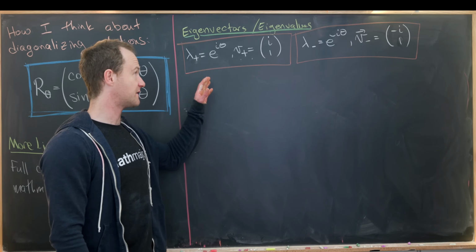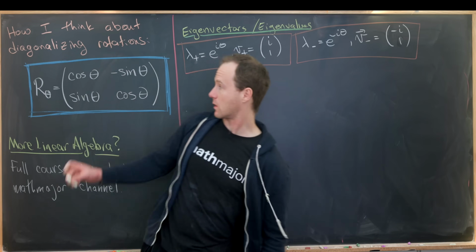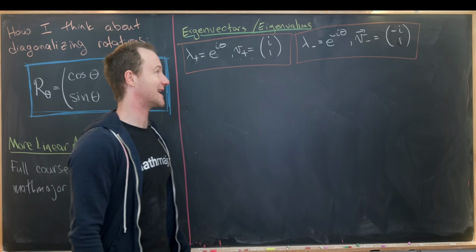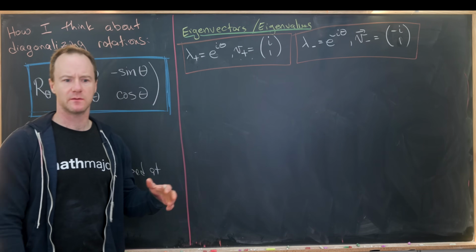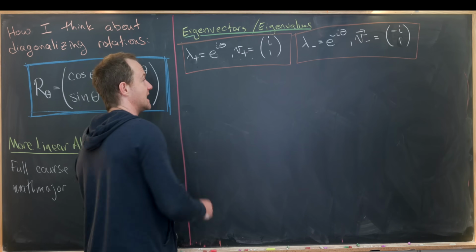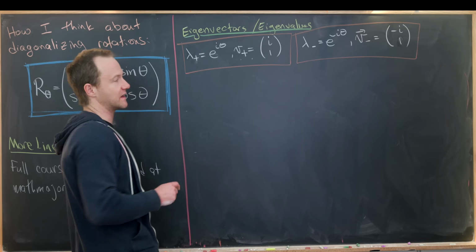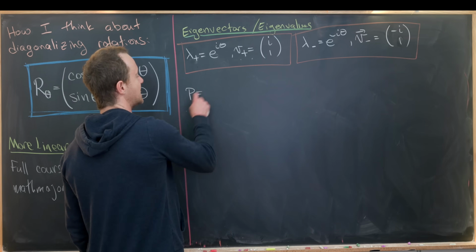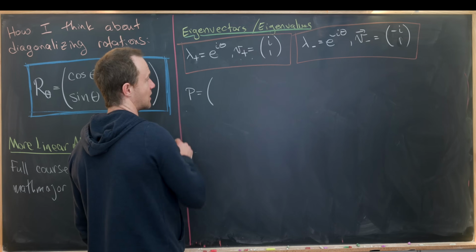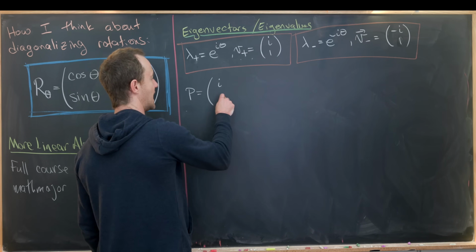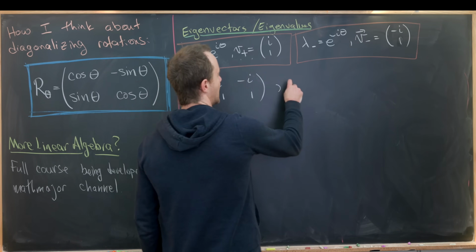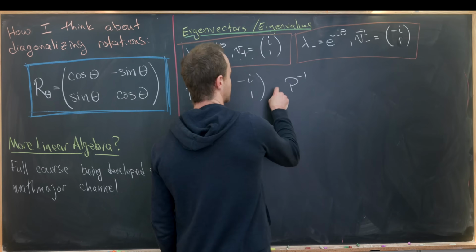Okay, we determined that the eigensystem of our rotation matrix has the following eigenvalues and their corresponding eigenvectors. Now we can find a diagonalizing matrix using these eigenvectors and then a result from linear algebra. So let's set P equal to the matrix whose columns are these eigenvectors. So we've got (i, 1) and (-i, 1). Great. And then we'll also need P inverse.